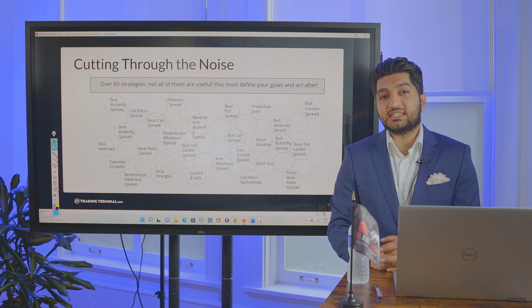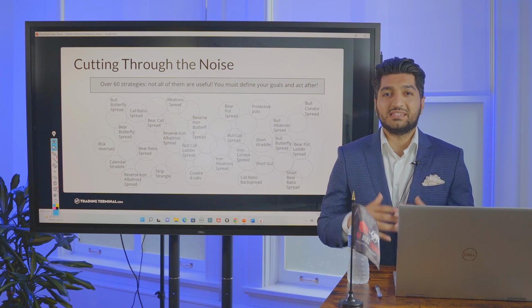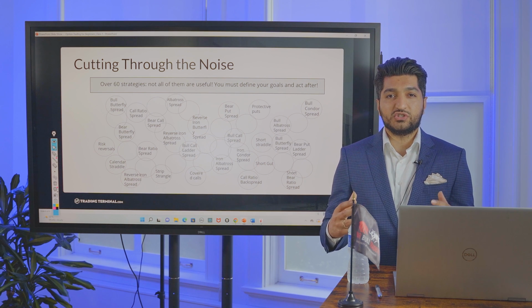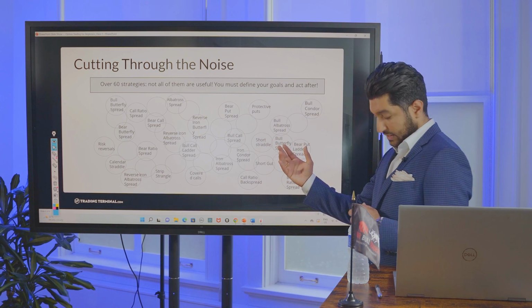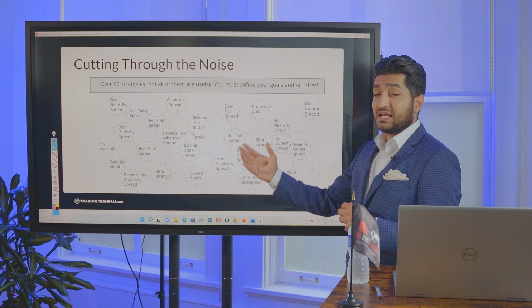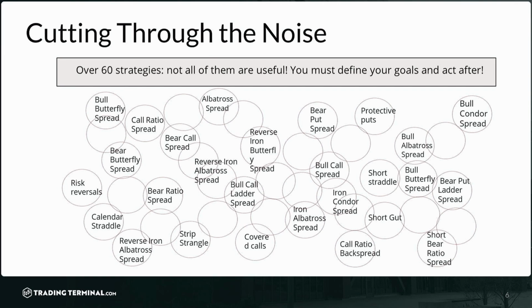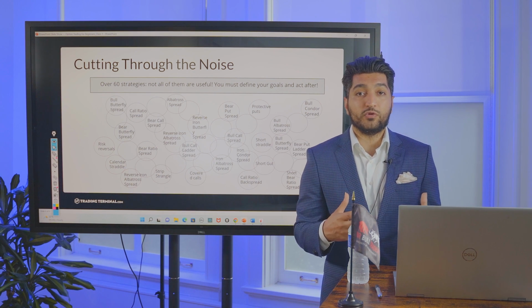One of the other reasons that a lot of people get a little overwhelmed when it comes to options is the different strategies. There are so many. I mean, just take a look at my screen. So many strategies, so many different names. As a matter of fact, there are over 60 strategies in the option market, and not every one of them is helpful and useful. You have to define what is important for you.